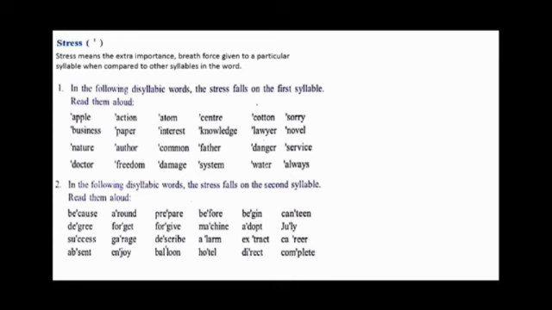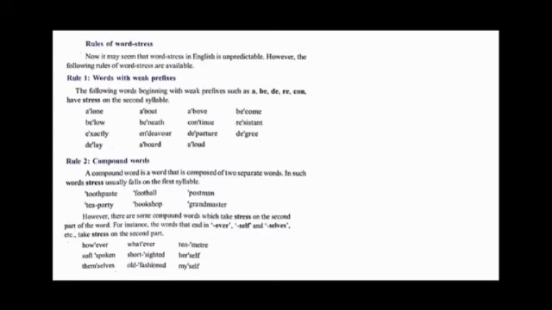With a single technique, we can identify the stress on 90 to 95% of the words. Of course, for the other 5% there is some variation. So 90 to 95% you can identify with a single trick, which I'm going to give at the end. Now we go with the rules. Rules of word stress. As I mentioned, it may seem word stress in English is unpredictable. We cannot predict it. However, the following rules are available.